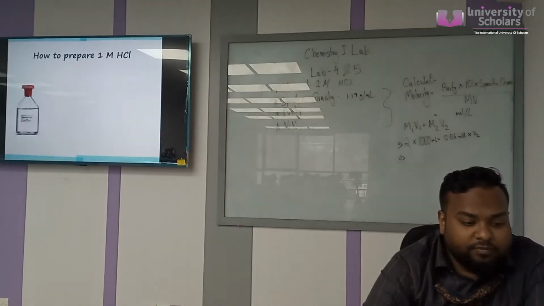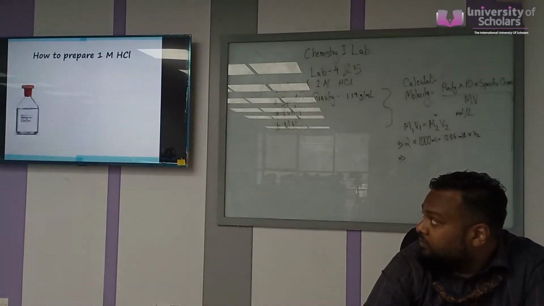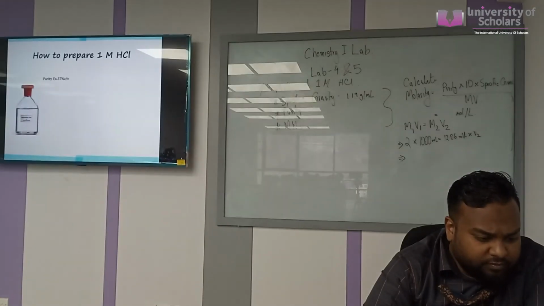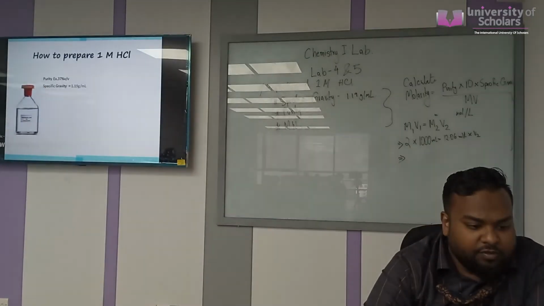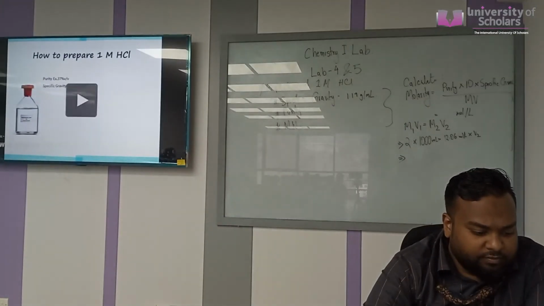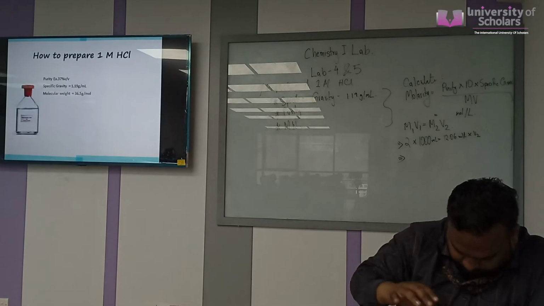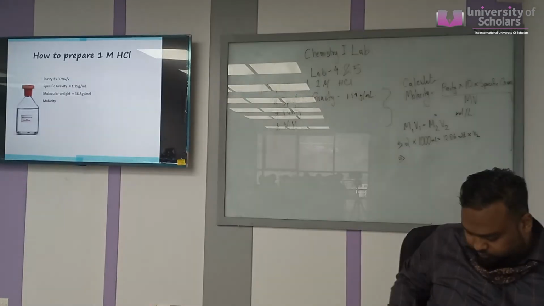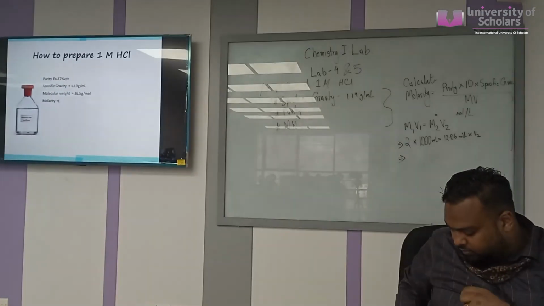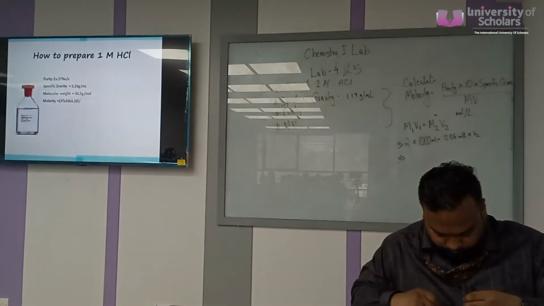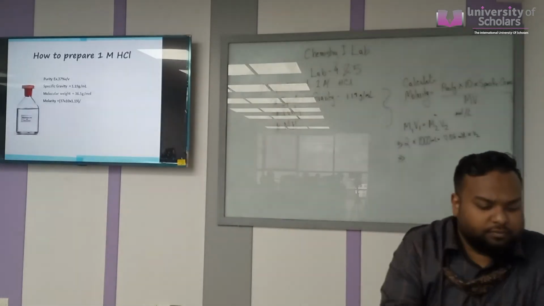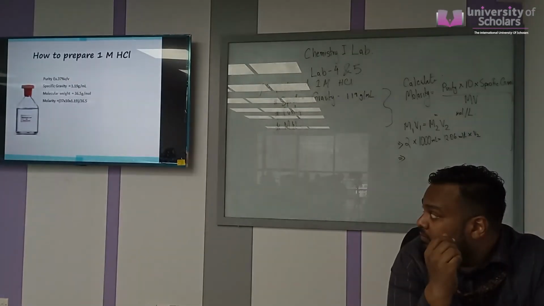The commercially available hydrochloric acid comes with a label. Check the label for purity, specific gravity, and molecular weight. The molarity of concentrated hydrochloric acid can be calculated with the equation: purity multiplied by 10 multiplied by specific gravity divided by molecular weight. In this case, it is 12 mole per liter.